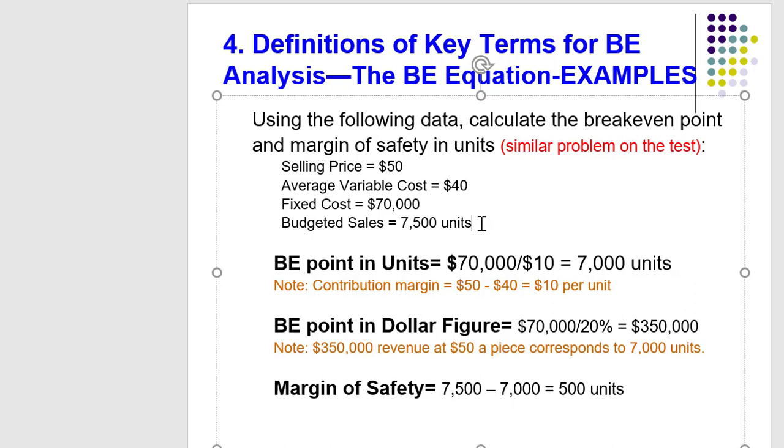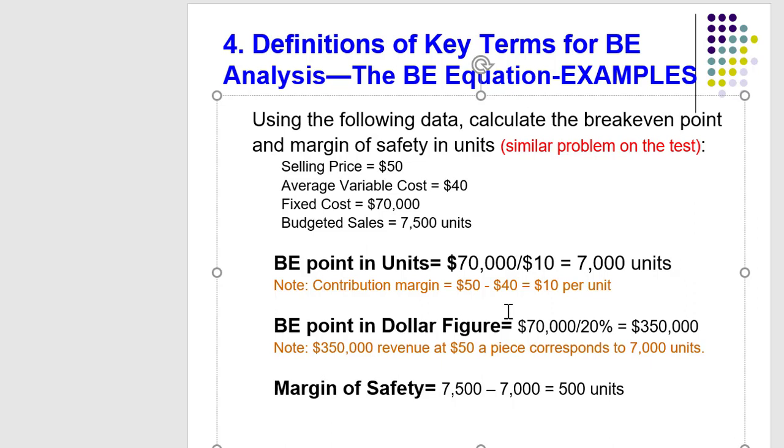So the first task is to find the break-even point in terms of volume units, which is total fixed cost divided by the contribution margin. The contribution margin is selling price, which is $50, minus the average variable cost, which is $40. So the $10 is the contribution margin, and that's explained here in brown font. So 70,000 divided by 10 is 7,000 units. That is the break-even point in terms of units.